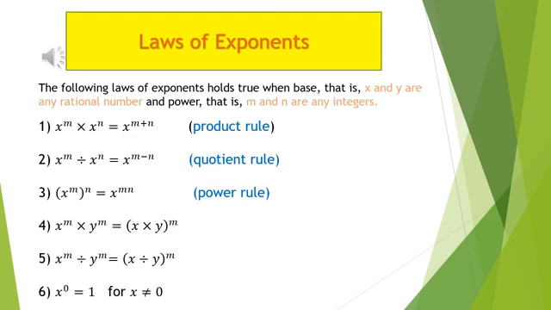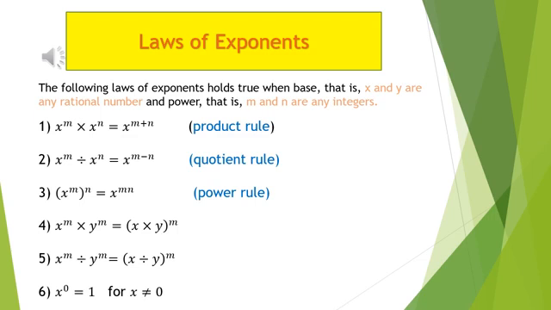See here, on the left hand side you are multiplying two numbers that have different bases but the same power. So on the right hand side you can combine these two numbers with multiplication and you will put the power as common. It means you will put x multiplied by y, whole power will be m.